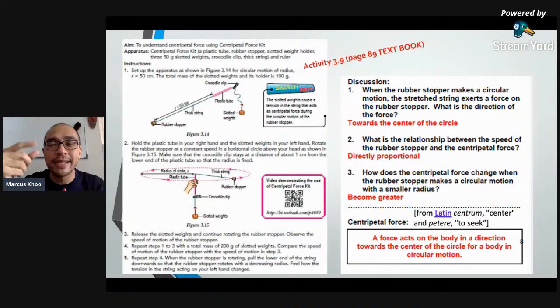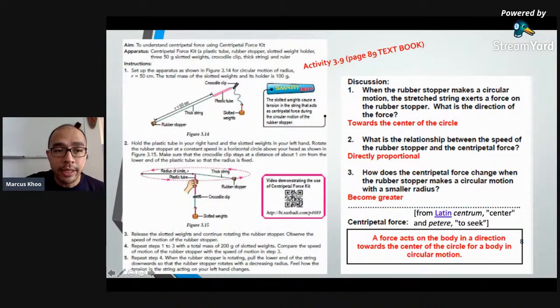You can use the sipit kain. The purpose of the crocodile clip is to make sure that it always stays at the bottom of this. Then, instead of the slotted weights, which are only available in our lab, you can substitute something else. What we did last time was we substituted this with a bottle of water.